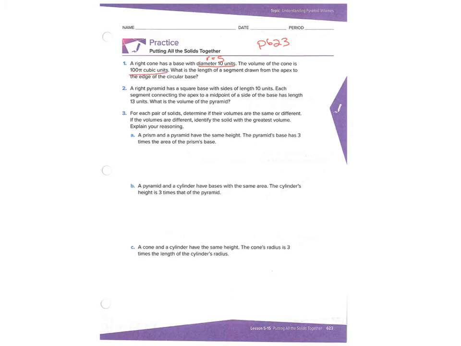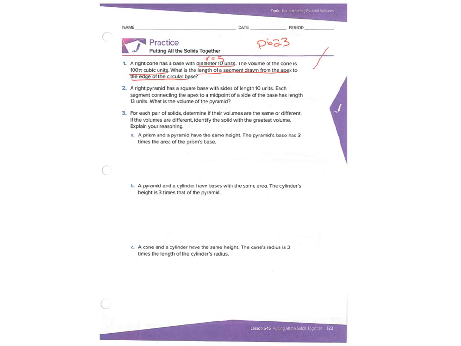So that must mean I'm going to find my radius or my height. It says, what is the length of the segment drawn from the apex to the edge of my circular base? Is that my radius, my height, or is that my slant height? What is that? Let's figure out what this is.